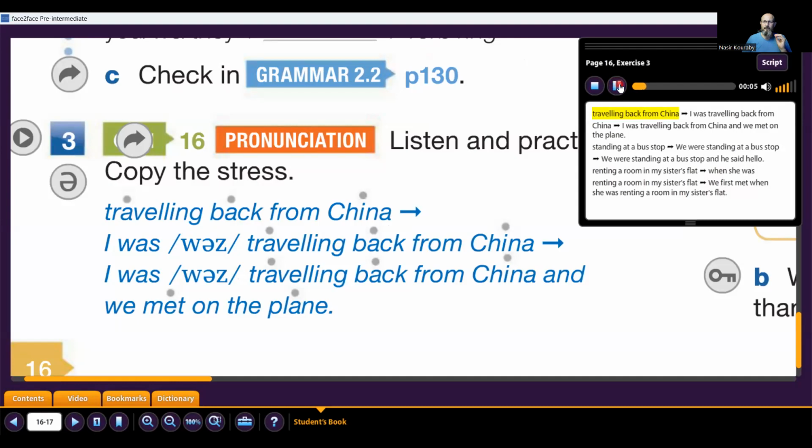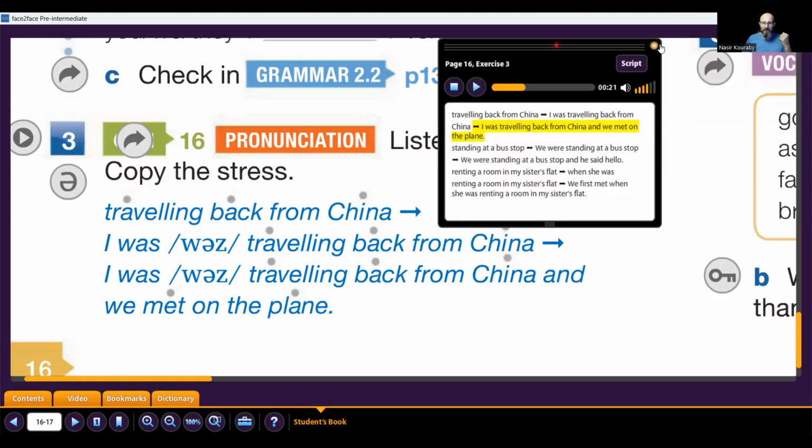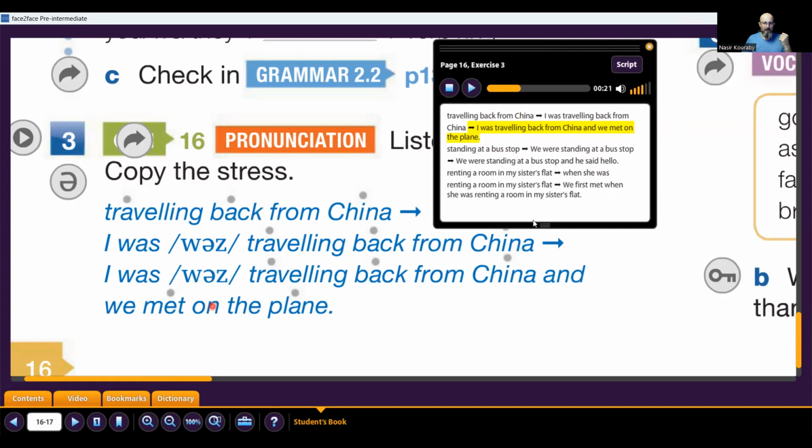Travelling back from China. I was travelling back from China. Did you notice? I was travelling back from China. I was travelling back from China and we met on the plane. I was travelling. Repeat this. I was travelling. Okay? Let's look here because we only have it here.